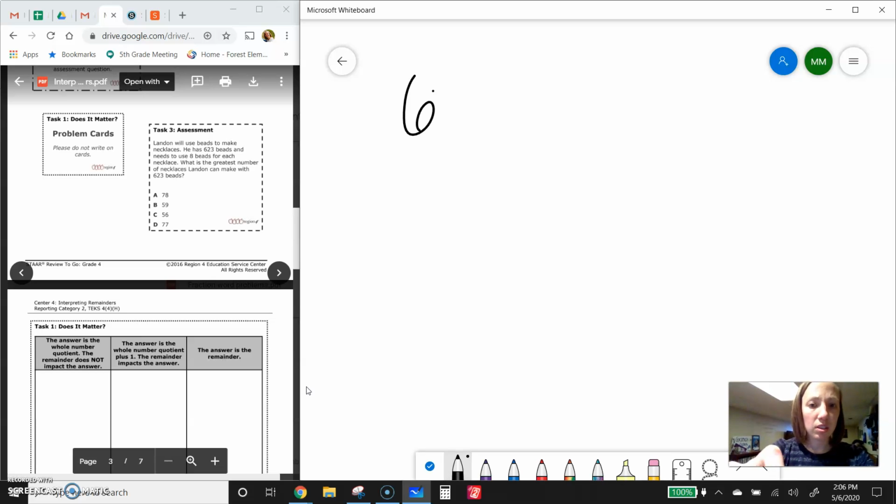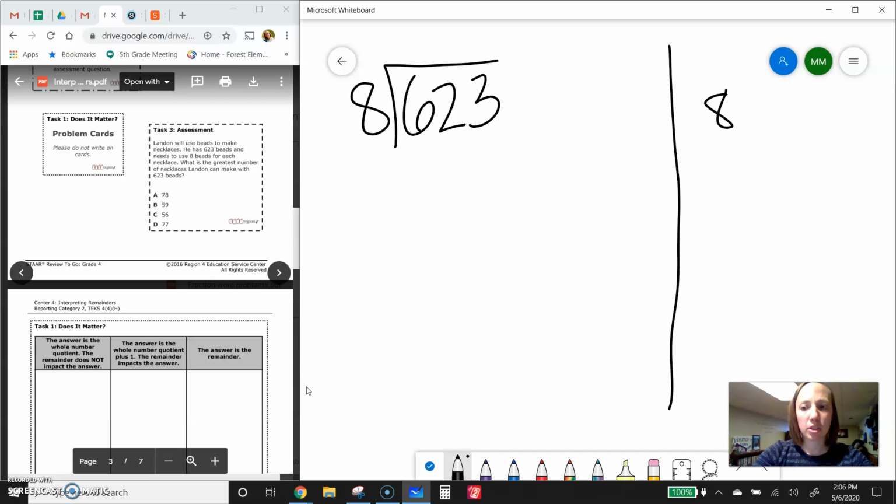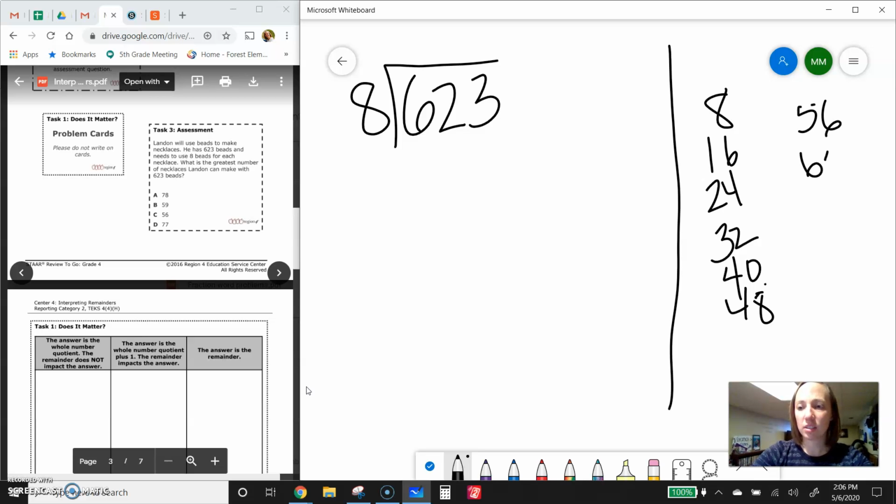So if I have 623 divided by 8, we are going to do it by hand. So I think about, okay, my multiples: 8, 16, 24. Again, if you need to look up a multiplication chart to do this, that is okay. I'm blanking on the next one. 56, 64, 72. All right, so how many times does 8 go into 6?